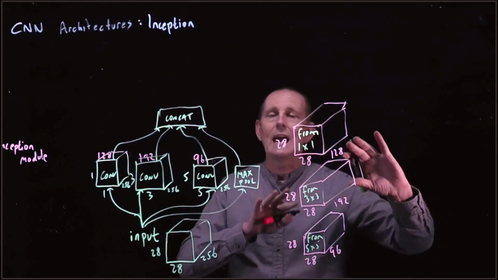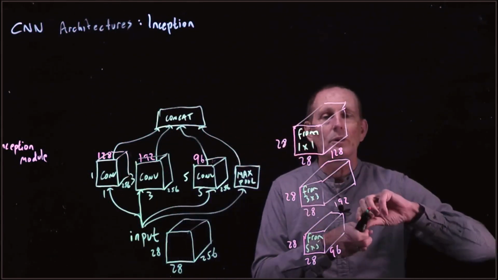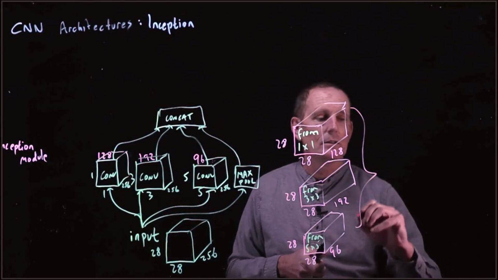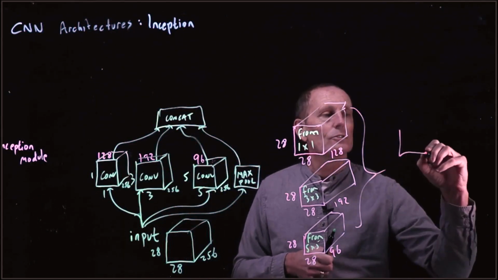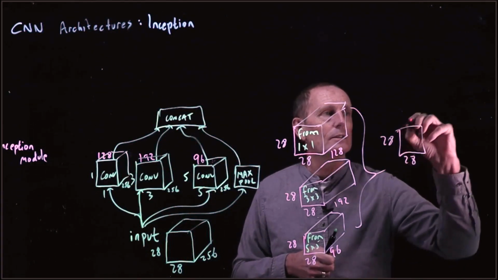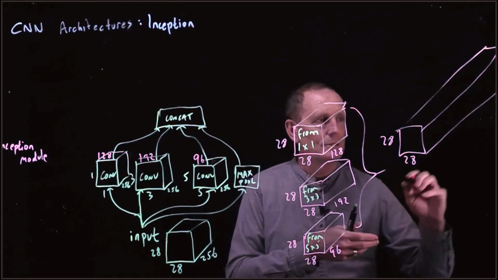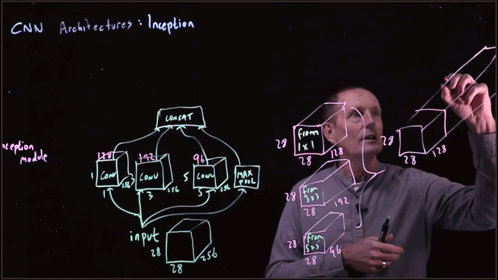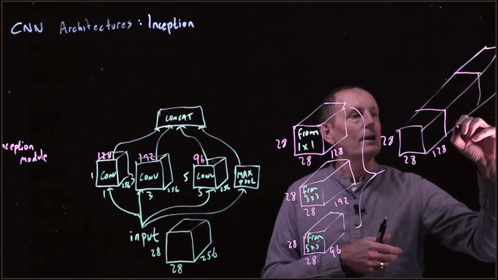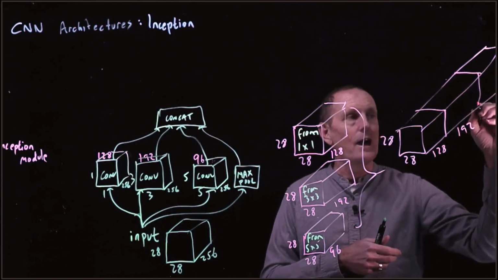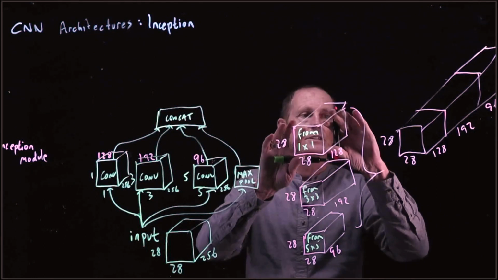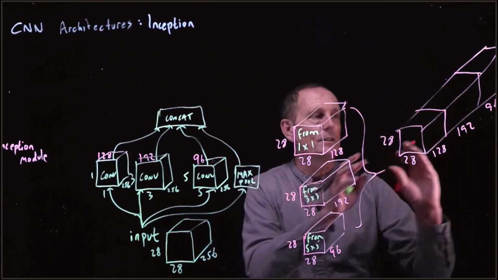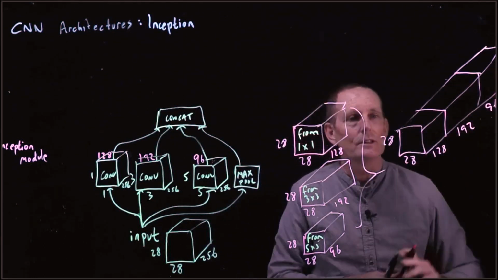Well, we could just concatenate these together and end up with one large 28 by 28 by whatever this is going to be. Let's say we have 128 here, and we have 192 here, and then we have 96 here. So this is the first part, and then we add on this depth, and we add on this depth.